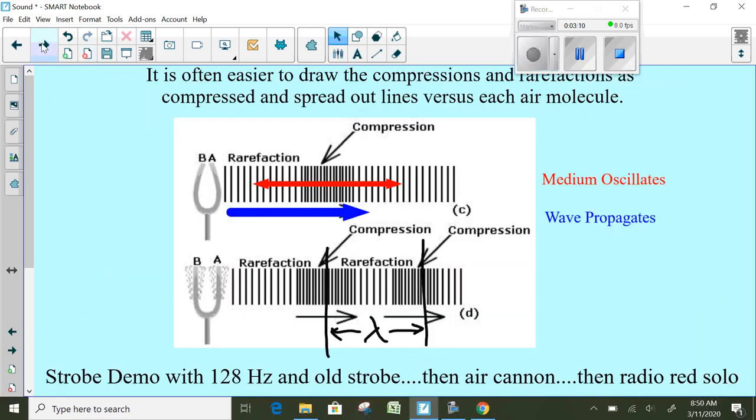And again, I think you did this earlier. We have these areas where the air is compressed, which we call compression, and where the air is spread out, which we call rarefaction. The distance between a compression and the next compression is the wavelength. It's very similar to what you did with transverse waves.